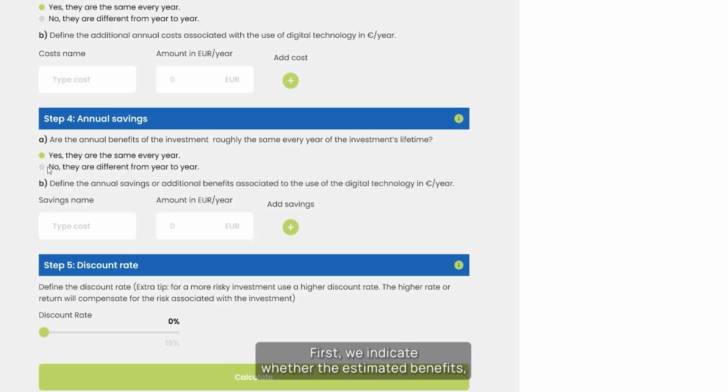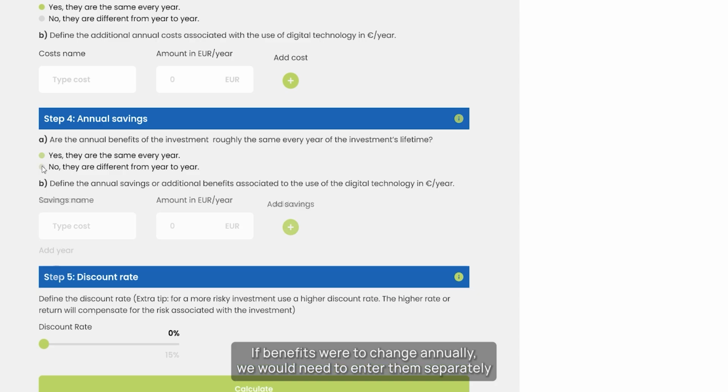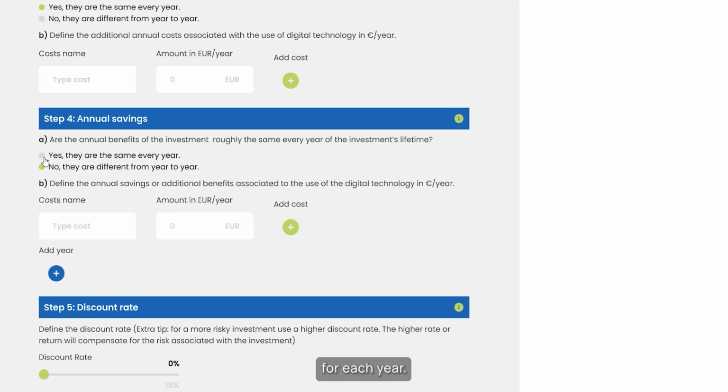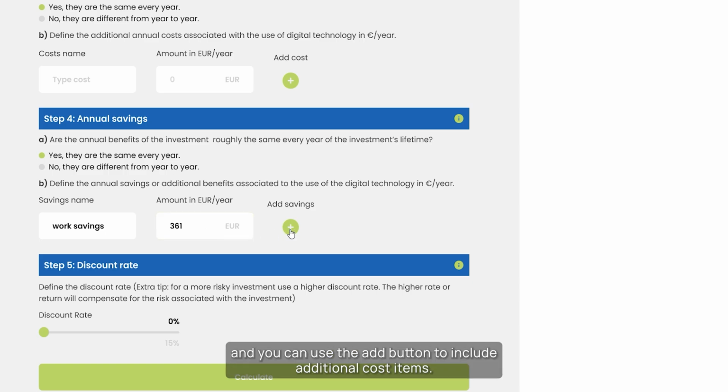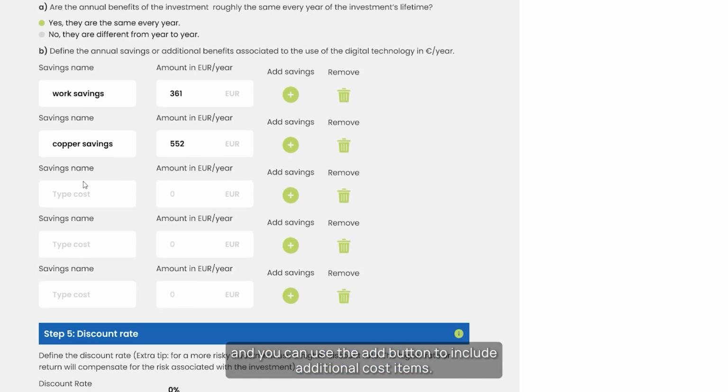First, we indicate whether the estimated benefits, in this case cost savings, are the same each year. This means we only need to enter them once, and the calculator will automatically apply them for each year of the investment period. If benefits were to change annually, we would need to enter them separately for each year. Each benefit item is entered individually, and you can use the Add button to include additional cost items.